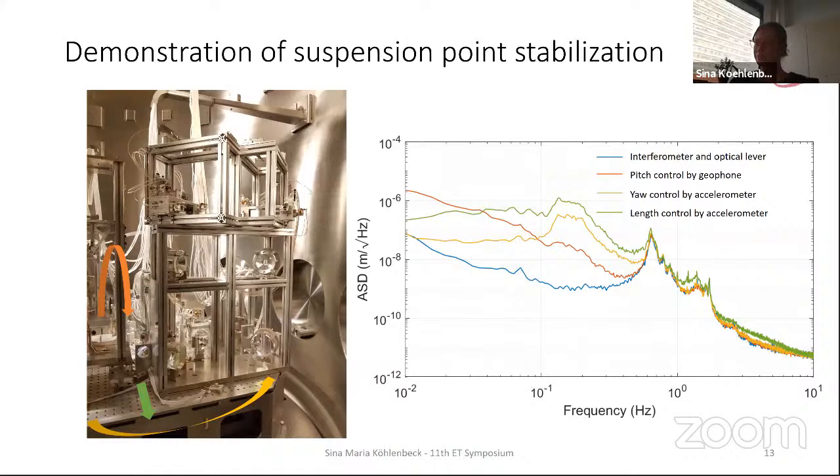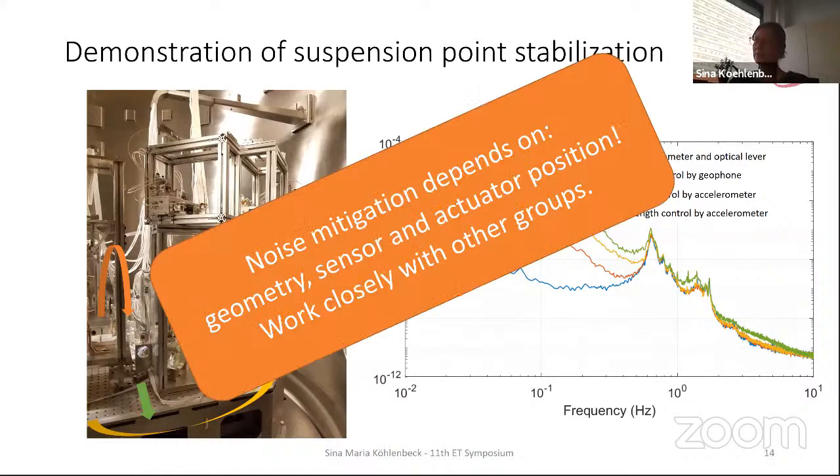And for our working group, we need some information basically to design such an optical sensor array to efficiently apply feedback to the suspension points. And therefore, we need to know the geometry and the sensor and actuator positions, which of course then means that we will work closely with other groups, mainly the suspension group.